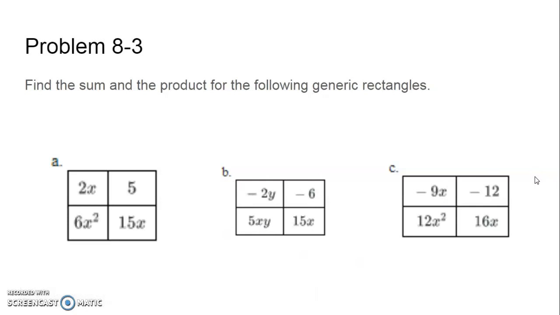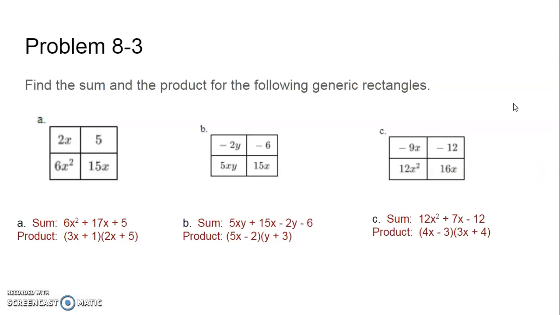All right, just pause for a bit. Give it a try yourself, and then you can check your answers. Okay, so here are the answers for each. So you can see the sum for the first one, all we could combine was the 15x and the 2x. And the product on that one is 3x plus 1 on one side, 2x plus 5 on the other. So I would say 2x plus 5 here, then your 1 would have to be here, and this would be your 3x, right? Letter B, the sum is 5xy plus 15x minus 2y minus 6. You can't combine anything there, so that's why you have 4 terms in this polynomial.